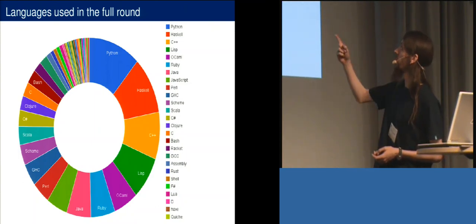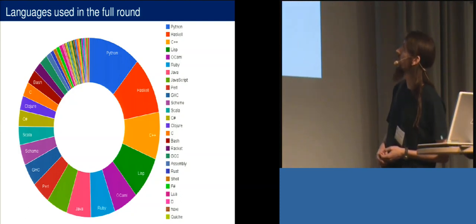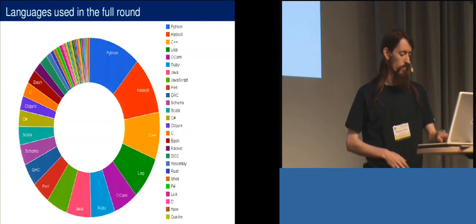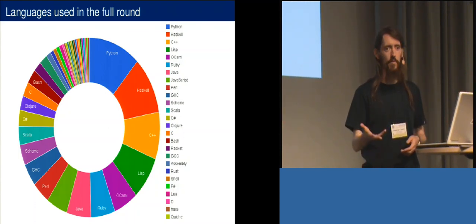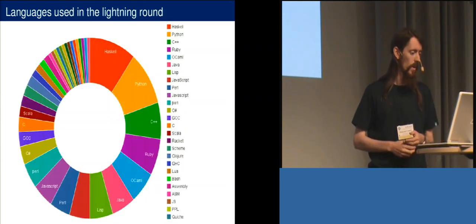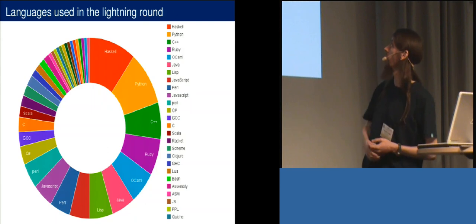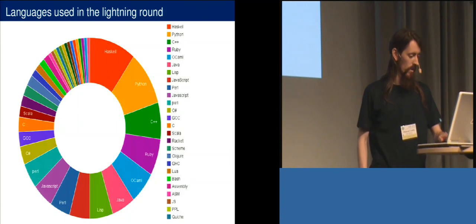But as you can see, Python, Haskell, C++, Lisp are all quite popular. This is in the full round. But this is across all teams, and if teams used multiple languages, they get listed multiple times. Lightning round, pretty similar. Haskell and Python, again, very popular. C++, Ruby. A lot of OCaml as well.